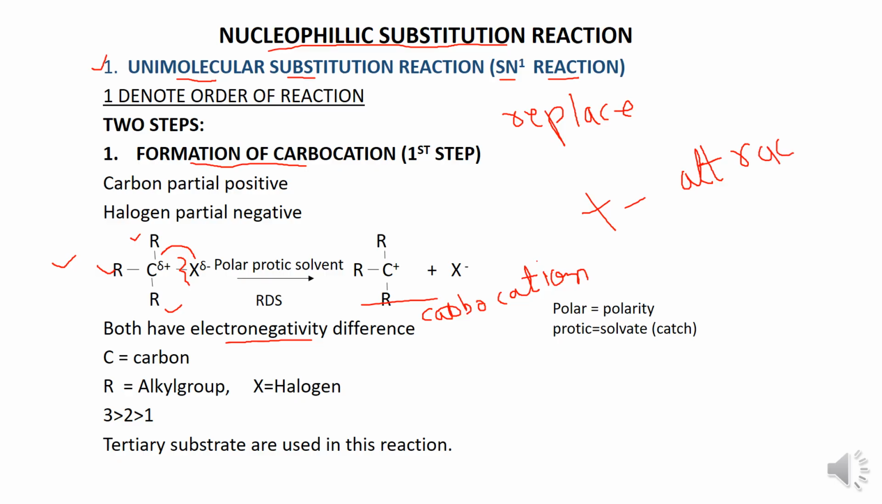Okay. So in the first step, carbocation is formed. Here C means carbon, R means alkyl group, X means halogen. Okay, the order of carbocation stability is 3 degree, 2 degree, 1 degree. It means in the 3 degree carbon or 3 degree alkyl group, the carbocation formed is very strong as compared to 2 degree or 1 degree.